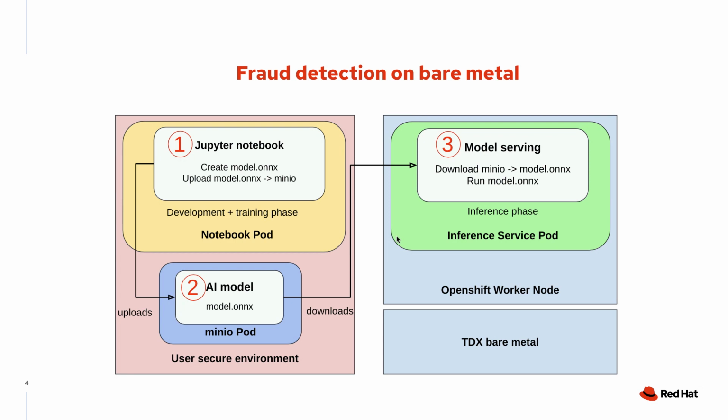This picture shows the three phases of the OpenShift AI when deploying the fraud detection scenario. The first phase is to develop and train the AI model in the Jupyter notebook. The second phase is, after the AI model is trained and ready, the AI model is uploaded to the storage, to the MinIO storage. And the third phase is to download the AI model from the storage and run this model.